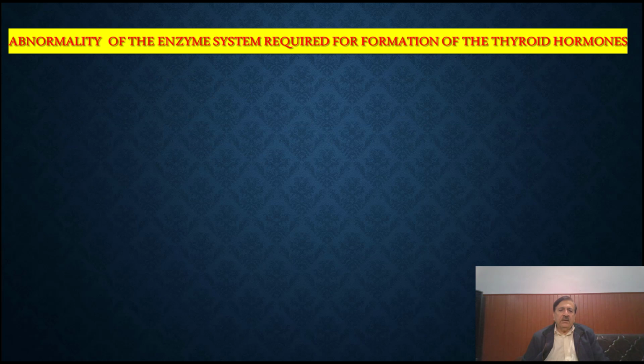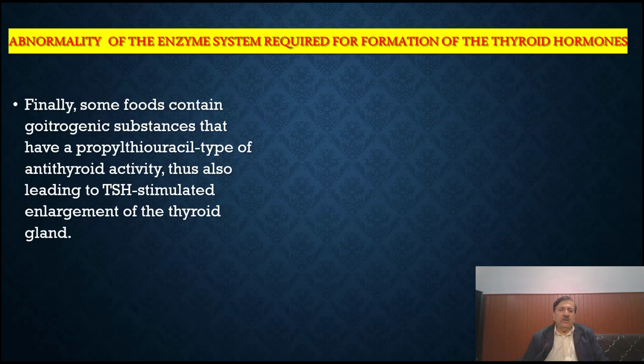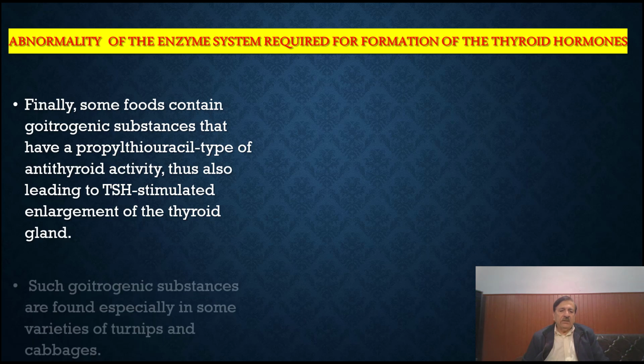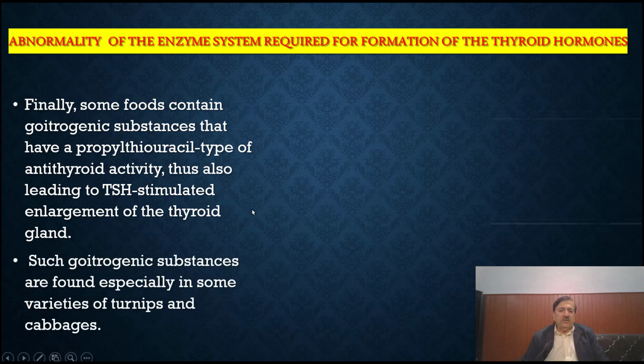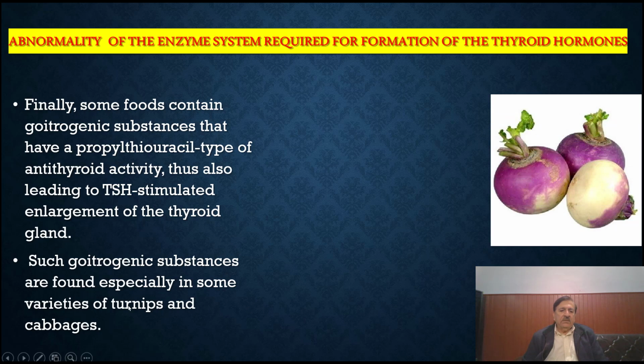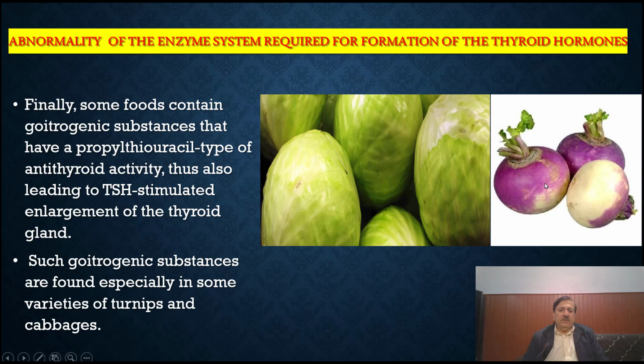Finally, some foods contain goitrogenic substances that have propylthiouracil type of anti-thyroid activity, thus also leading to thyroid stimulating hormone stimulated enlargement of the thyroid gland. Such goitrogenic substances are found especially in some variants of turnip and cabbages.